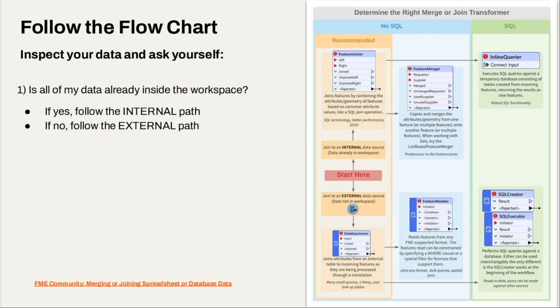Your first question would be, is all my data already in the workspace? Have I already put in the reader and read in my data? If so, then you can use something like the feature joiner, going up the internal path. And if no, your data is not loaded, it's currently in a database, then you might want to use something like the database joiner.